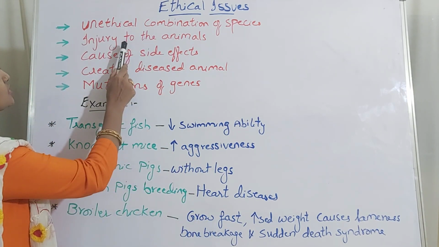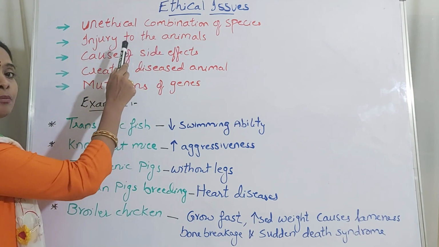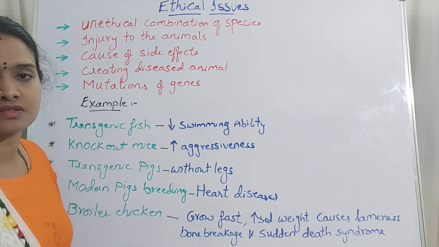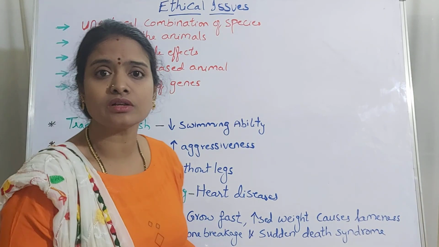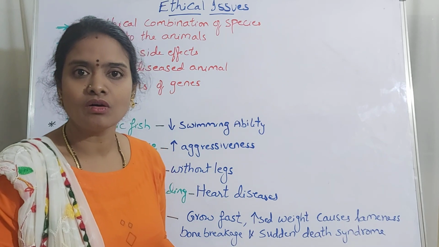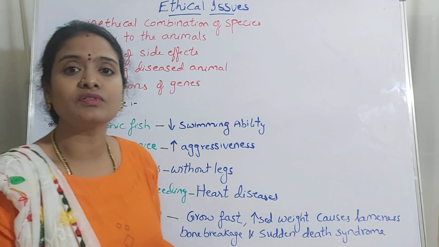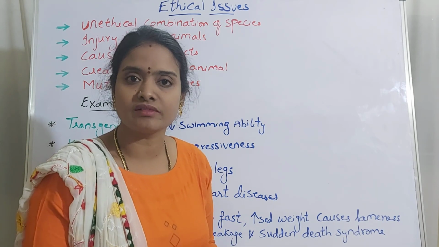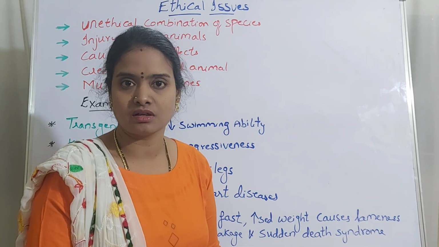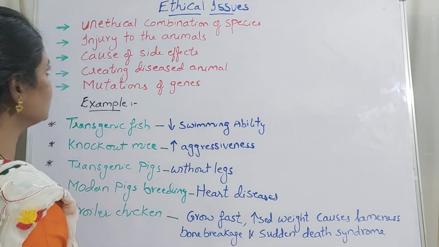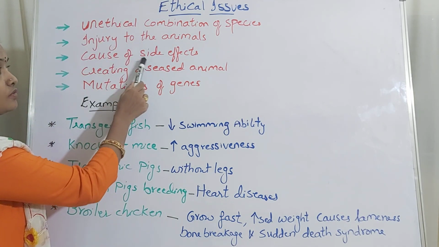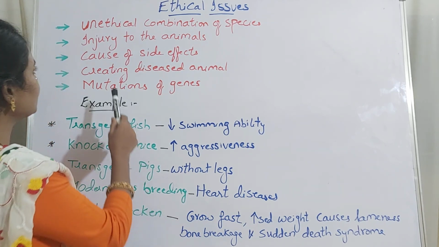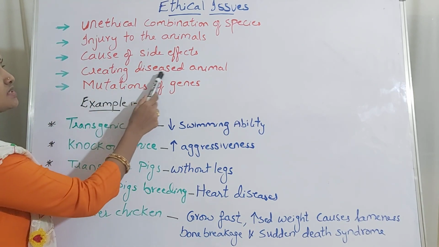Here, in spite of causing injury or pain to the animal during our research, there may be certain side effects like failure of certain organs, heart attack, or development of progeny without certain functional internal organs, such as poorly developed kidney, liver, etc. So not only are we harming the animal, but we are also causing side effects in the progeny. Then another one is creating the diseased animal.